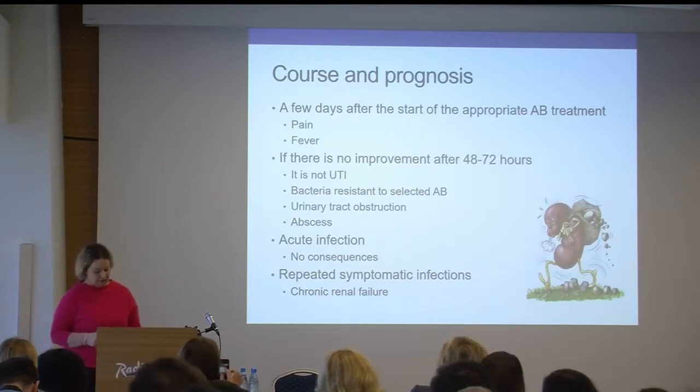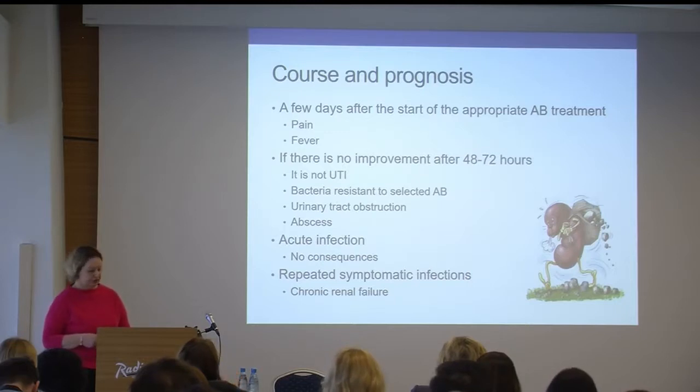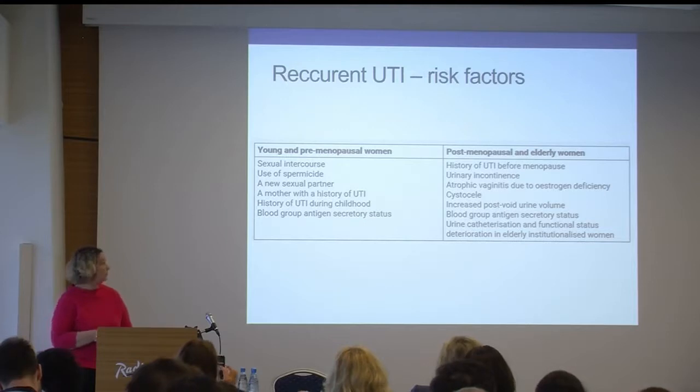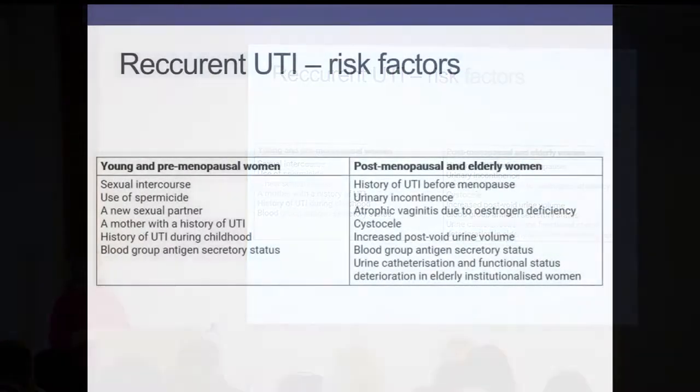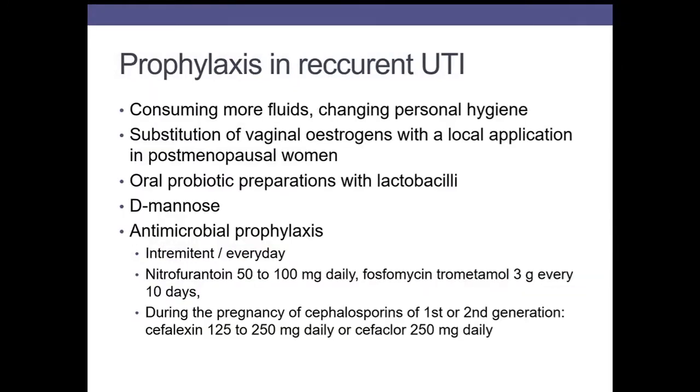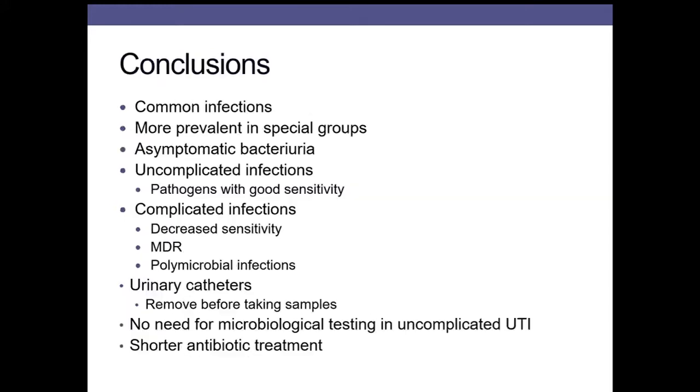Acute infections don't leave any consequences, but when you have repeated upper urinary tract infections, you can have chronic renal failure as a consequence of the infection. Some patients have recurrent urinary tract infections. Risk factors are different in young premenopausal women than in postmenopausal and elderly women. And about prophylaxis and recurrent infections, we will talk tomorrow.